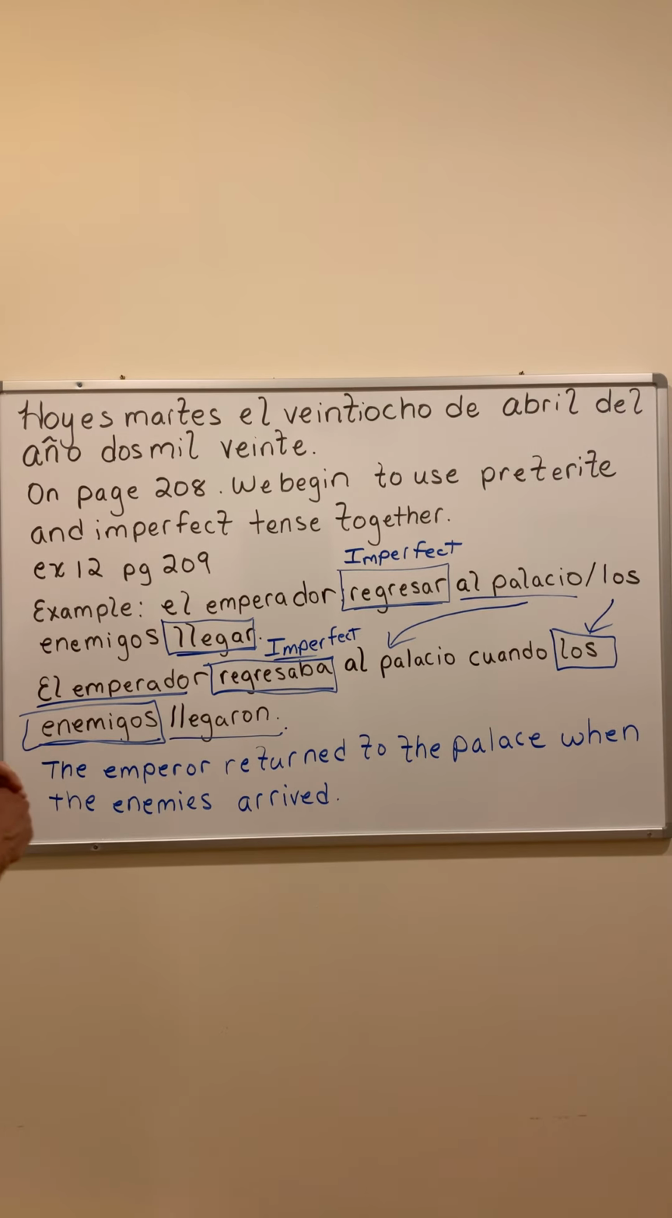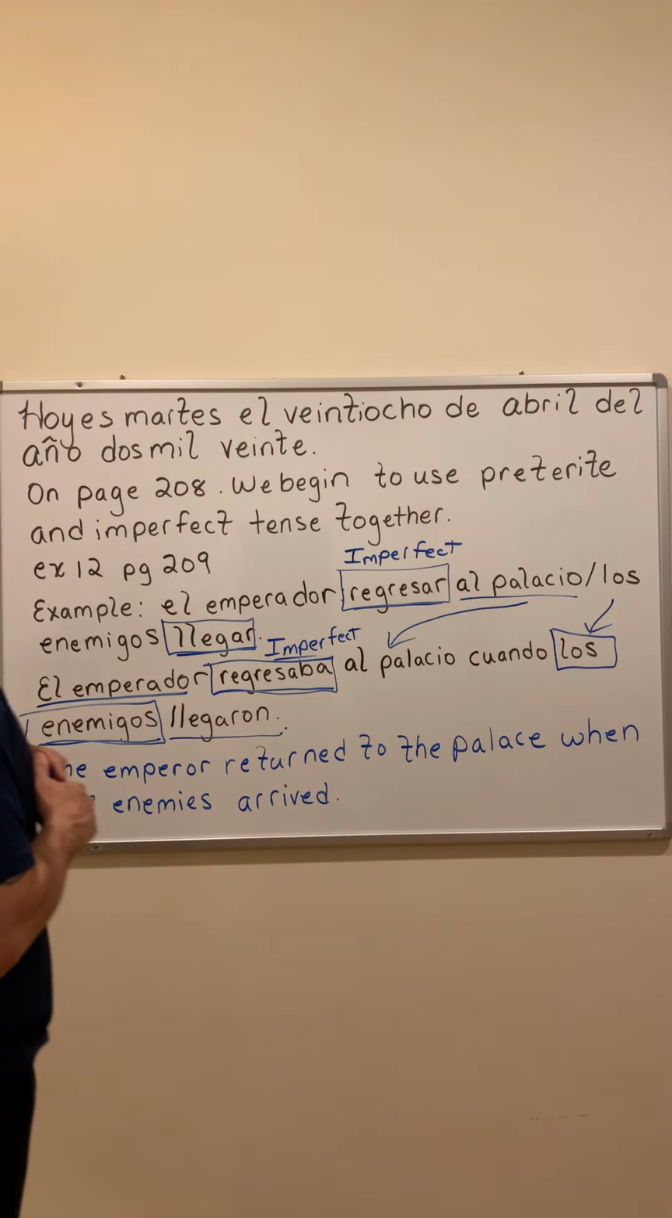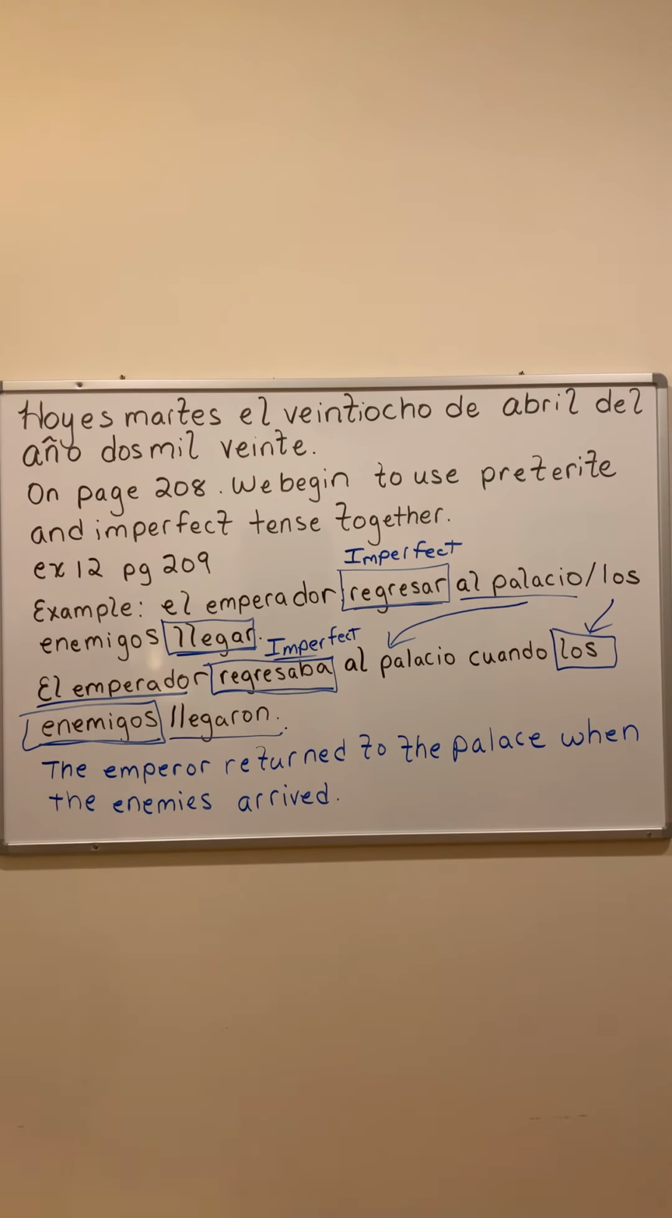Hoy es martes, el 28 de abril del año 2020. This is for my Spanish 2 classes. On page 208, we begin to use imperfect tense and preterite together in one sentence, okay? So in exercise 12, we're going to dive right in at exercise 12 on page 209, okay?